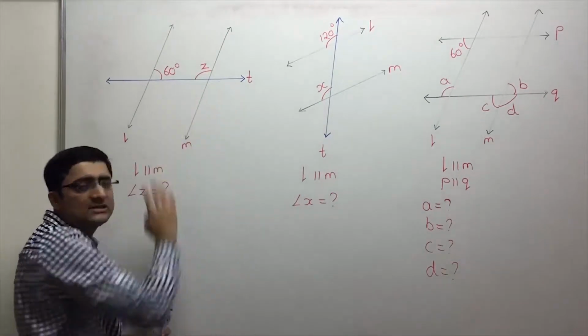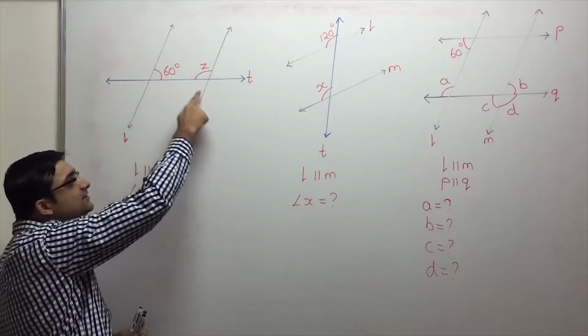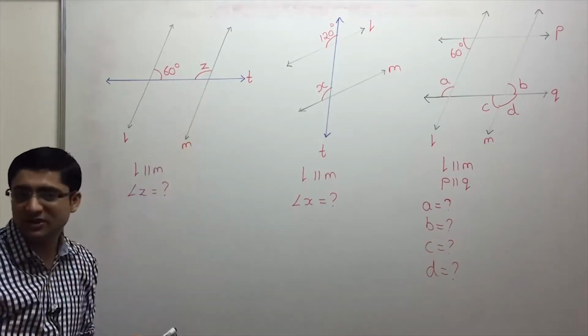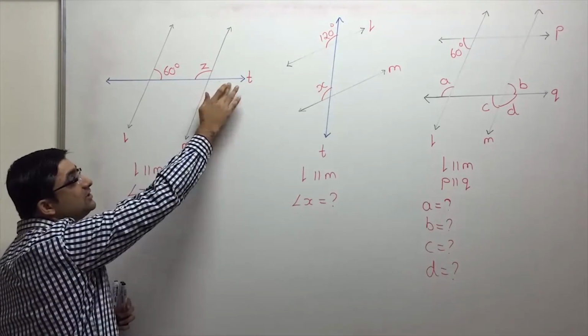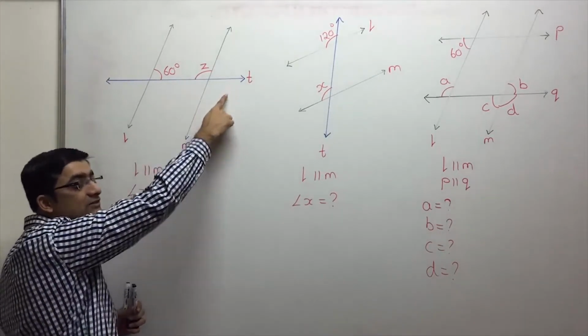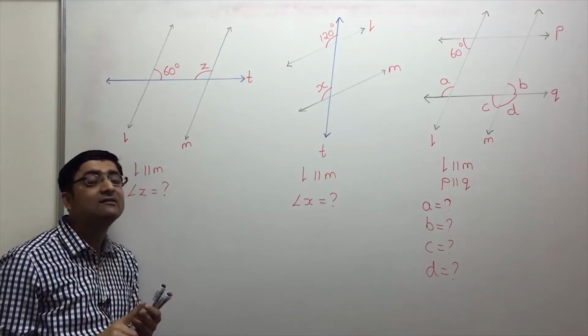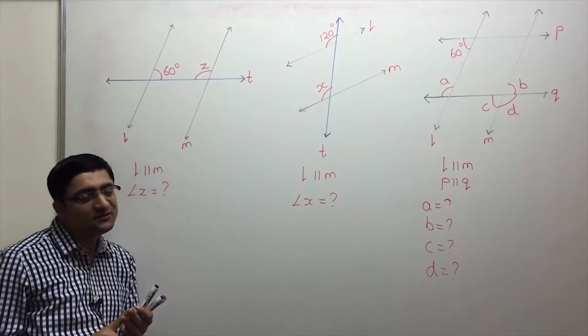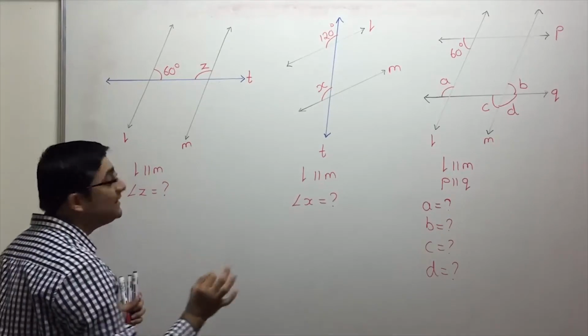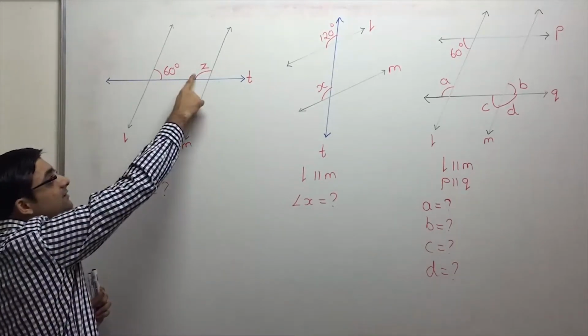So first of all, what is this line T? A line intersecting two lines at two different points is a transversal. So line T is a transversal. So we have two parallel lines and a transversal. That means alternate angles are equal, corresponding angles are equal, and interior angles on the same side of the transversal are supplementary. Now let's get the relationship between the known angle and the unknown angle.